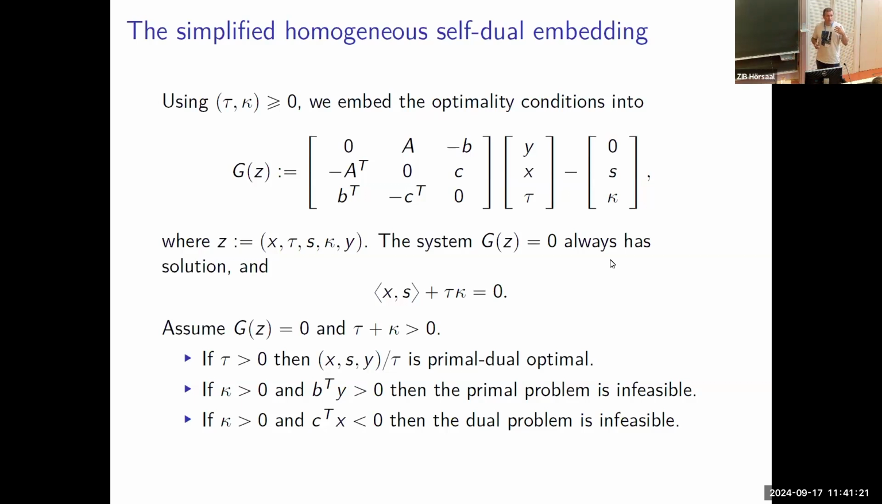Then we have a solution that satisfies the usual optimality conditions. Otherwise, if kappa is greater than 0, then tau must be 0. And then either we have a certificate of primal infeasibility or a certificate of dual infeasibility, or both. So that's the simplified homogeneous embedding.